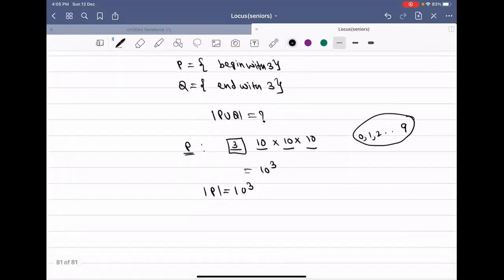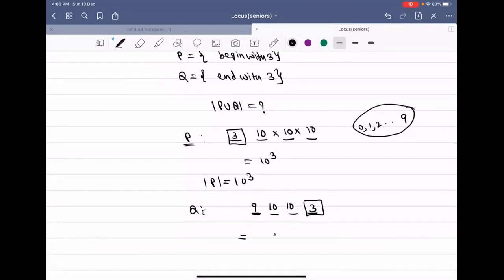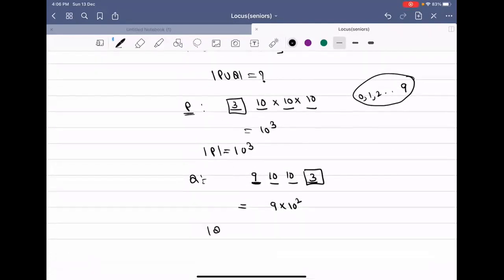Next, end with 3 is Q. Q is the number of 4-digit numbers that end with 3. Here, ending with 3 means the last digit is fixed. For a 4-digit number, 0 is not allowed in the first place, so only 9 options are there. For the other two places, 10 and 10. So you will get 9 into 10 square. Therefore, the number of elements in Q is 9 into 10 square.